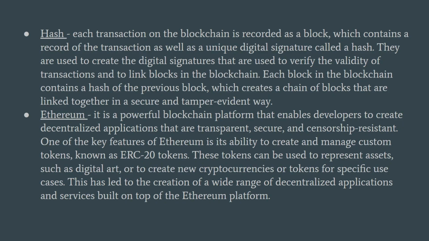Second is hash. It is basically a function that is used to map any length of input data to a fixed length of output data. The hashes are used to create digital signatures that are used to verify and validate the transactions. The hashes are also used to link various blocks in the chain, that is, to link various chunks of data of a single file.